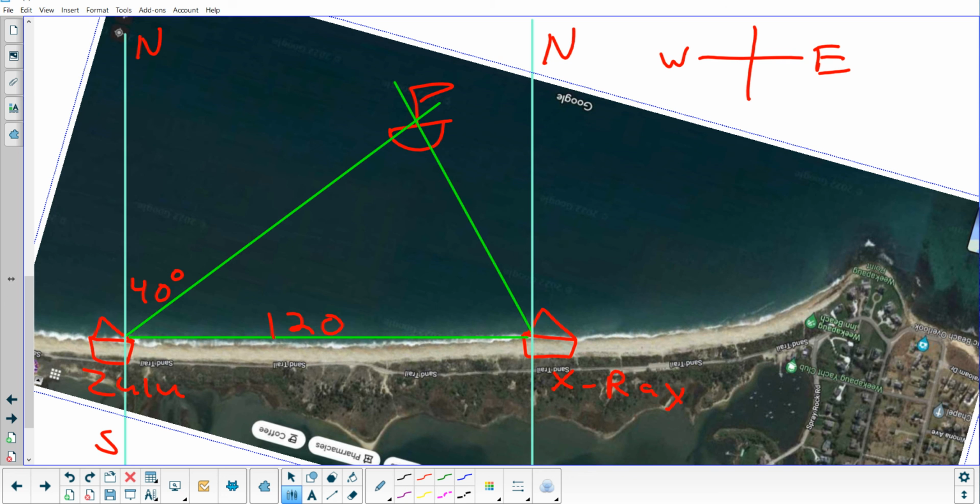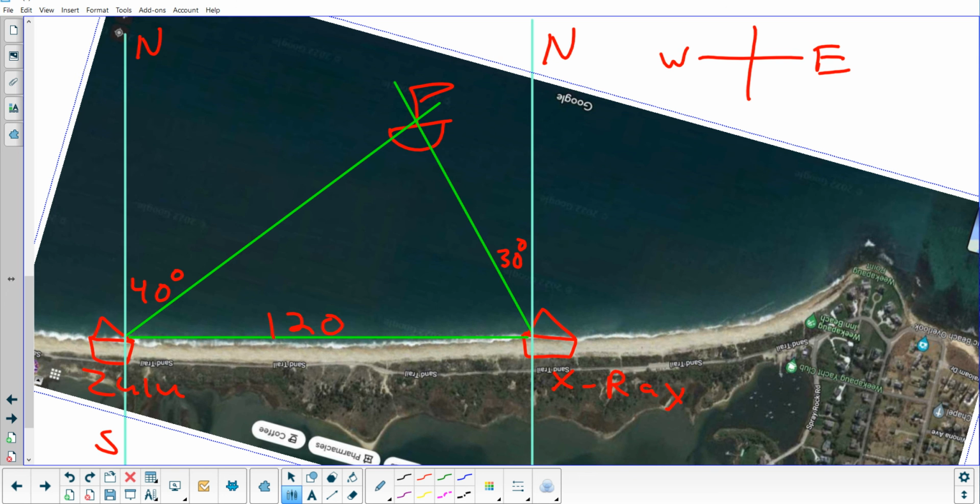West is to the left. What was the angle that Station X-ray saw the boat? How many degrees? 30. Okay. So X-ray sees the boat 30 degrees to the west of north.